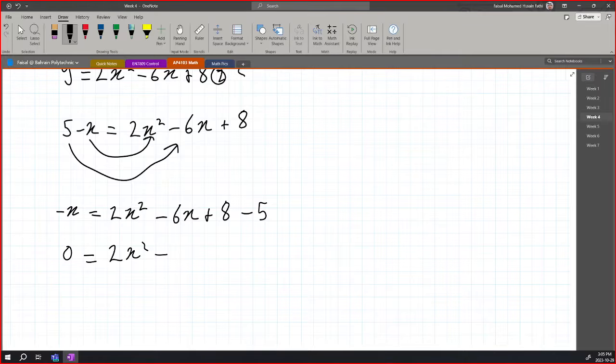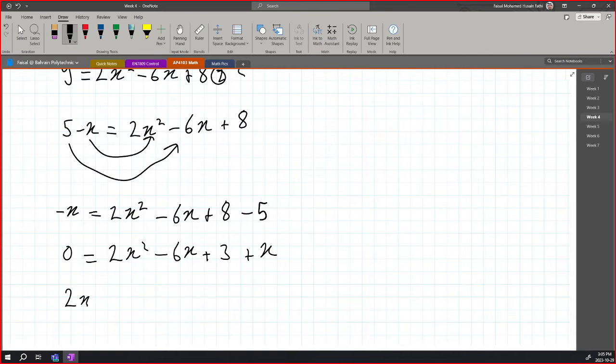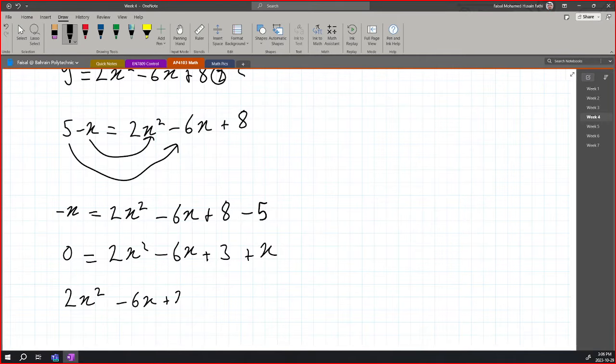2x squared minus 6x plus 8 minus 5 equals 3. Plus 3, this is the 8 minus 5, I'm just simplifying. Minus x becomes plus x on the other side. Just to rewrite the equation, we swap the left and right sides to make it easier. 2x squared minus 6x plus x, and I'll put the x before the 3: plus x plus 3 is equal to 0.